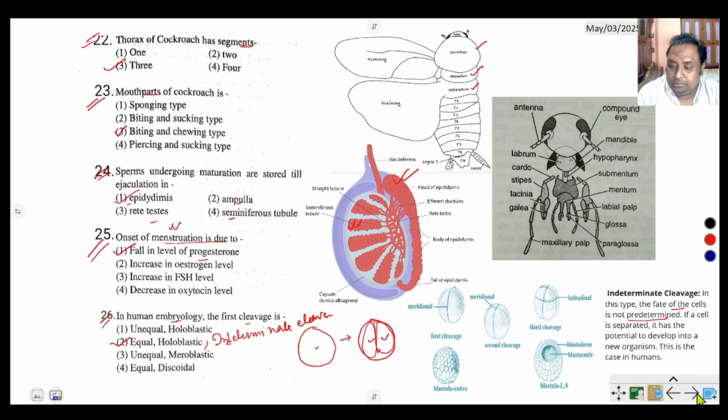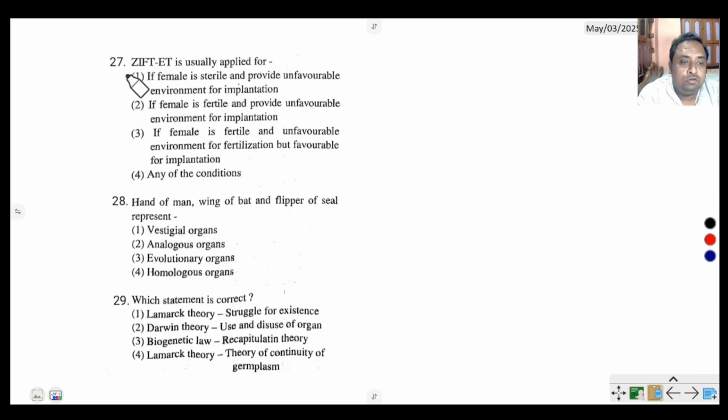Next question, 26th, 7 number question, GIFT. GIFT means gamete intrafallopian transfer; ZIFT means zygote intrafallopian transfer, or embryo transfer.